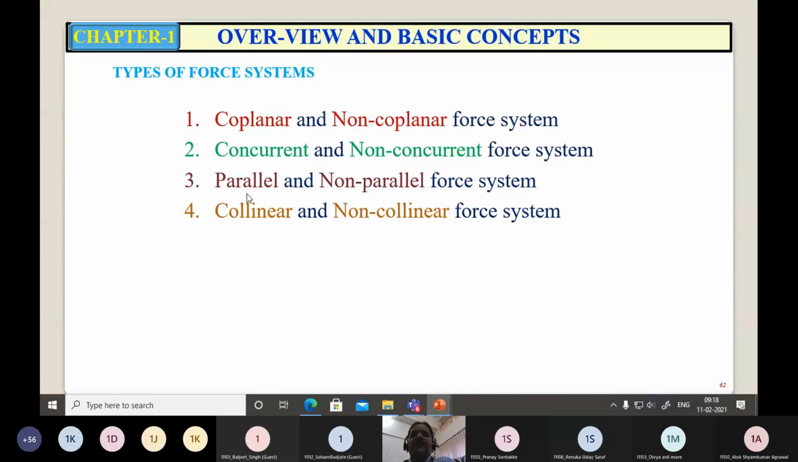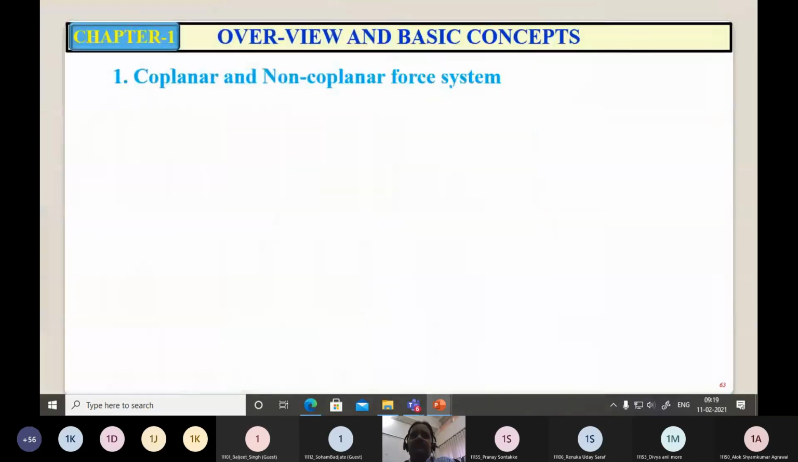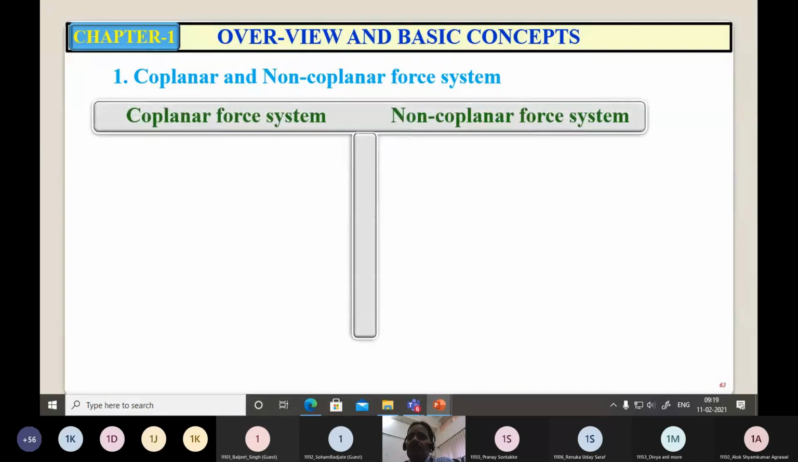Parallel: if the lines of action of all forces are parallel to each other, then that is a parallel force system; if not, a non-parallel force system. Collinear: if the lines of action of all forces are acting along the same line, that is a collinear force system; if not, a non-collinear force system. So let us see coplanar and non-coplanar force systems in detail.